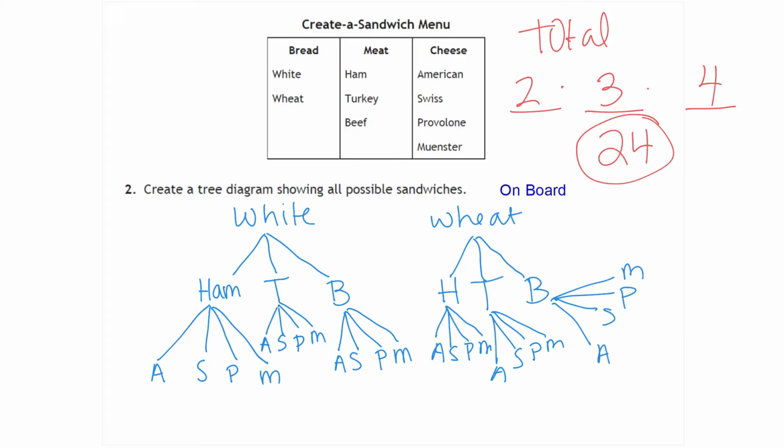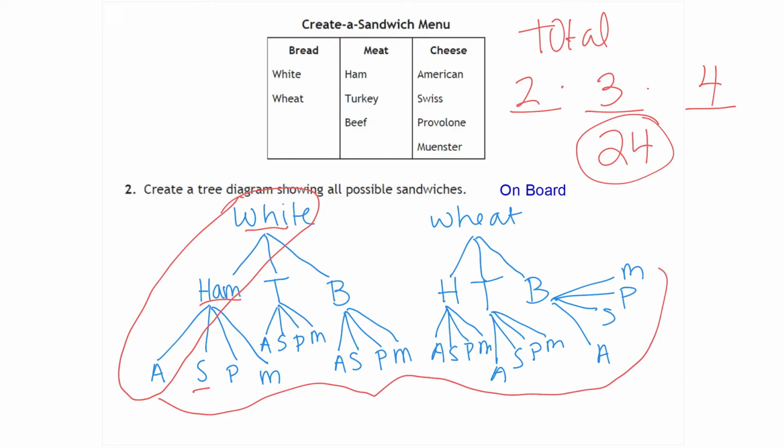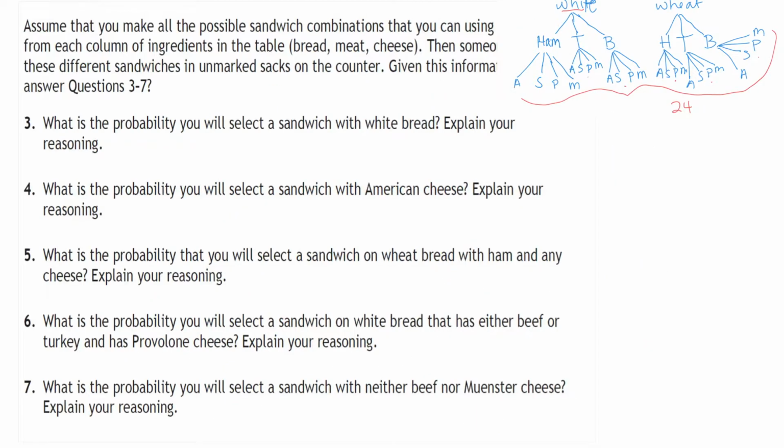You can see that each of these branches represents one option. So I can have white bread, ham, and American cheese, or I can have white bread, ham, and Swiss cheese, and so on and so forth. Each of these end pieces represents one option. So I've got 4 plus another 4, another 4, 4, and 4. That also gives me that 24. So again, the tree diagram is just another way to list out the types of options.